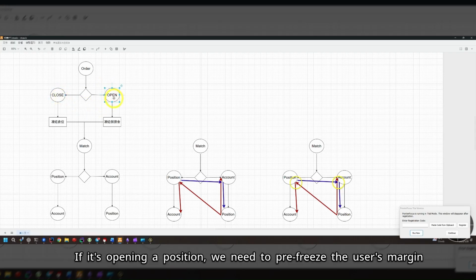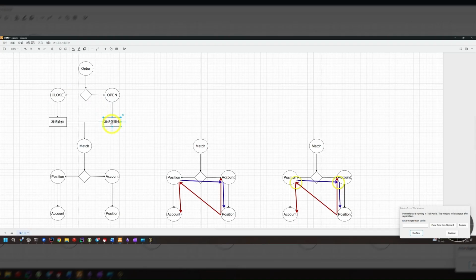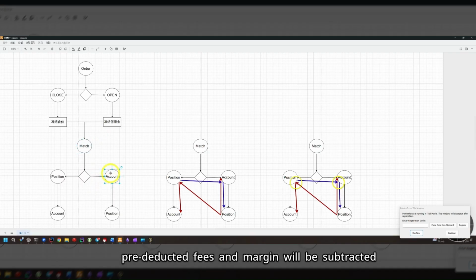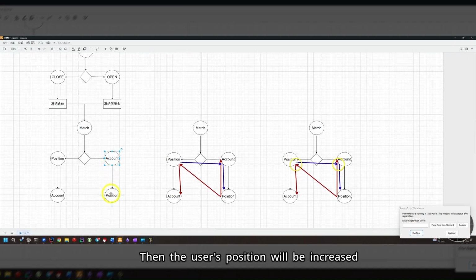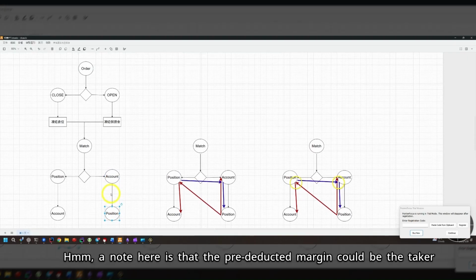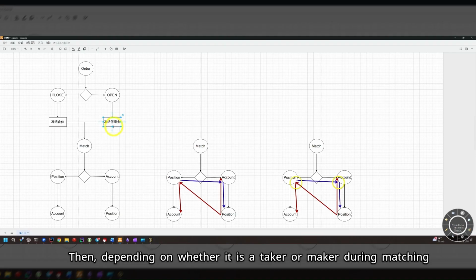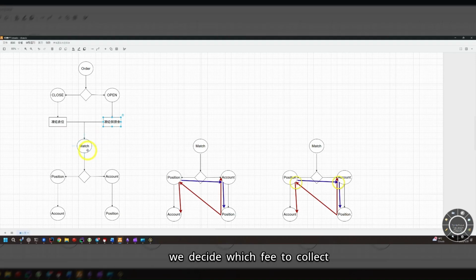If it's opening a position, we need to pre-freeze the user's margin and pre-deduct fees. After execution, it will first go to the account service, and these pre-deducted fees and margin will be subtracted. Then the user's position will be increased. A note here is that the pre-deducted fee could be the taker fee or maker fee.